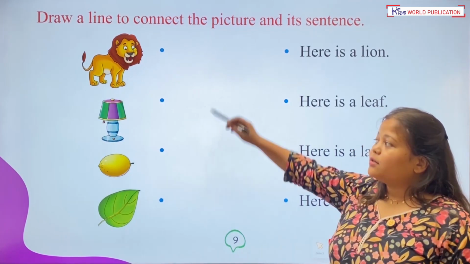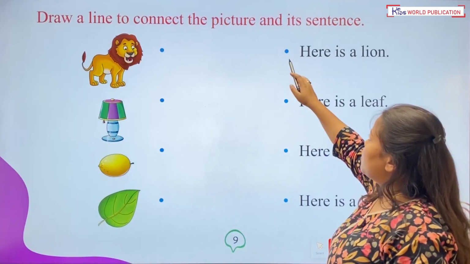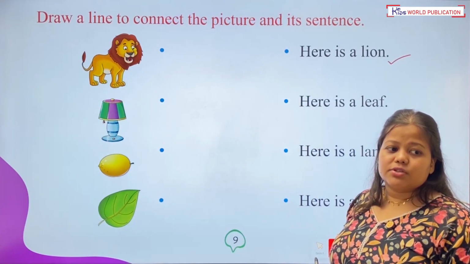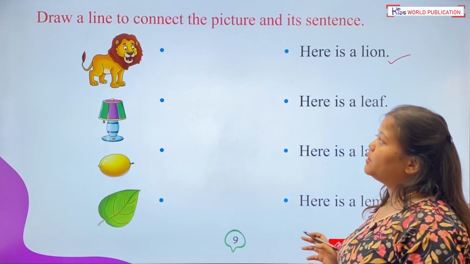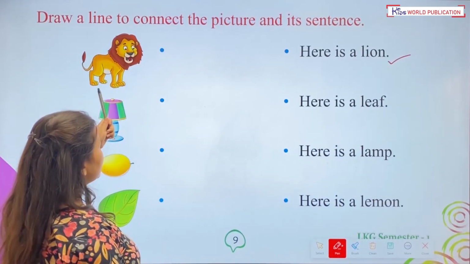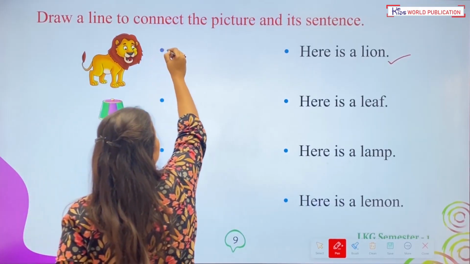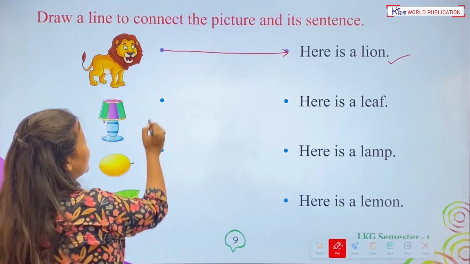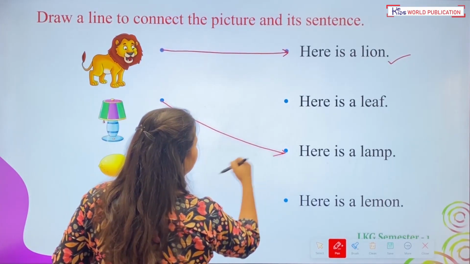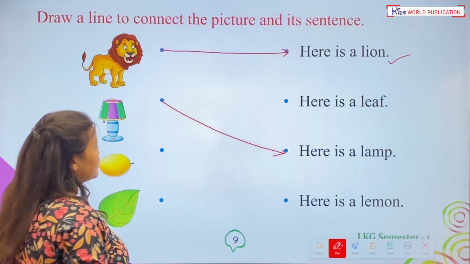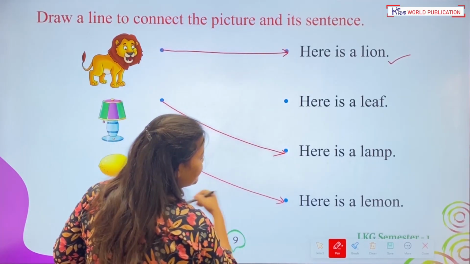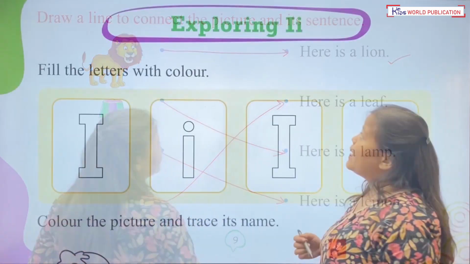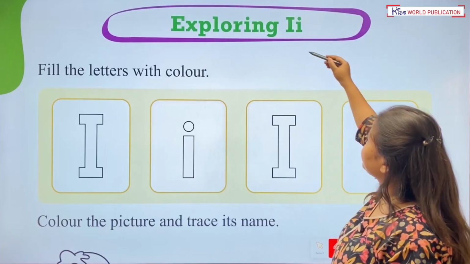Draw a line to connect the picture and its sentence. So kids, here pictures are given and also here you can see some sentences written next to the pictures. So we will draw the lines between them. For example, this is lion. Here is a lion. This is lamp. Here is a lamp. This is lemon. Here is a lemon. This is leaf. Here is a leaf.